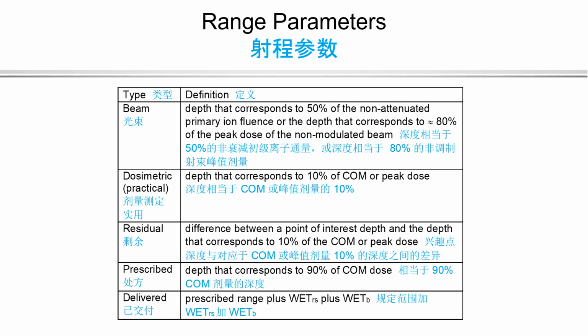The prescribed range is defined as a depth that corresponds to 90% of the center of mesa dose. Lastly, the delivered range is defined as the prescribed range plus the water equivalent thickness of the range shifter plus the water equivalent thickness of the bolus.